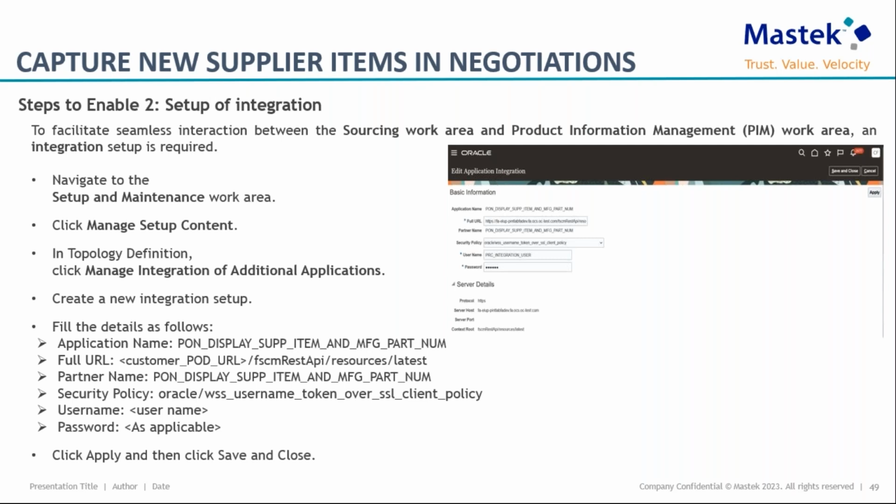So to enable this integration, we need to follow this process. We need to navigate to the setup and maintenance task, go into manage setup content, and in the topology definition, we need to click on manage integration of additional application. And after clicking into this, we need to create one integration setup and provide all the details mentioned here on the screen, like application name, URL, partner name, security policy, and user ID and password. And after providing all the details, we need to click on apply and save and close.